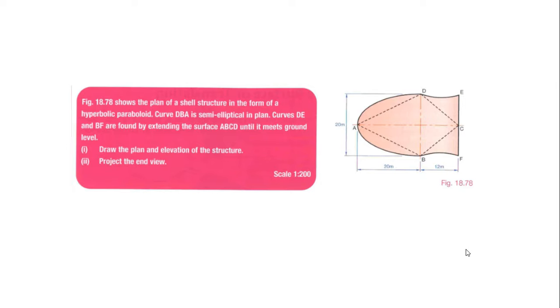It tells us figure 18.78 shows the plan of a shell structure in the form of a hyperbolic paraboloid. Curve DBA is semi-elliptical in plan. Curves DE and BF are found by extending the surfaces ABCD until it meets ground level. Draw the plan elevation of the structure and project the end view.